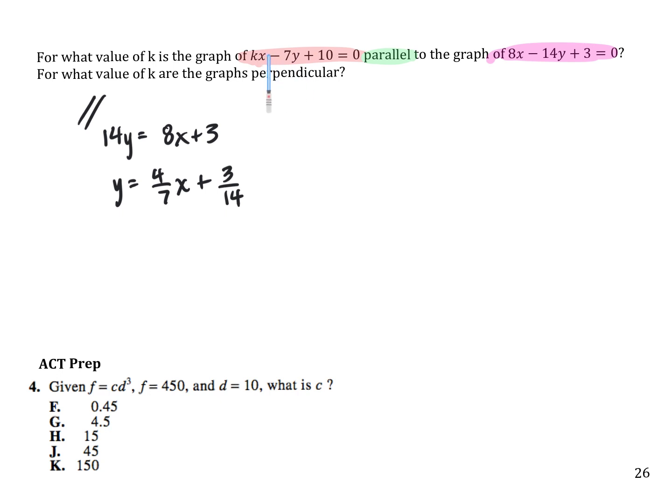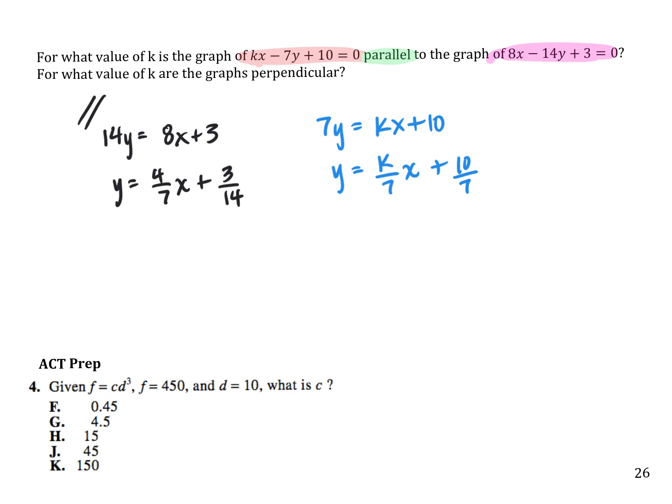So let's take this one and get it in slope-intercept form as well. Even though we've got a k, we can do it. Let's add that 7y to both sides. I'm going to put this in blue in the middle. I'm going to add my 7y. So I've got 7y equals kx plus 10. Let's get y by itself. It's okay, leave the k. How do we write that? k/7 x, just like we did over here, 4/7 x. Here I'm going to write k/7 x plus 10/7, because we're dividing it all by 7.